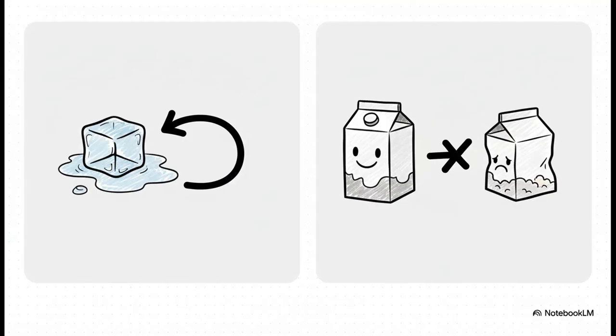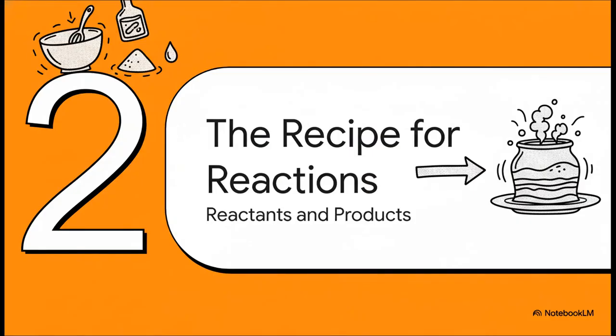So you've got two kinds of changes. First, there are physical changes. Think about water freezing into ice. Yeah, it looks different, feels different, but it's still just H2O. You can totally reverse it just by warming it up. But then you've got chemical changes, like milk going sour. You can't unsour milk, right? No way. That's because a totally new substance has been created. The change is permanent.